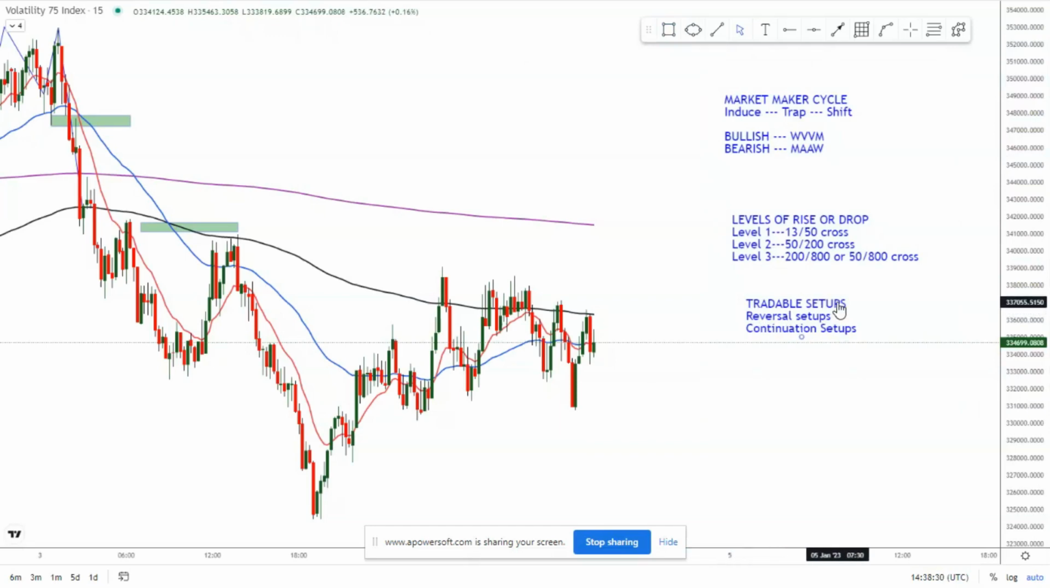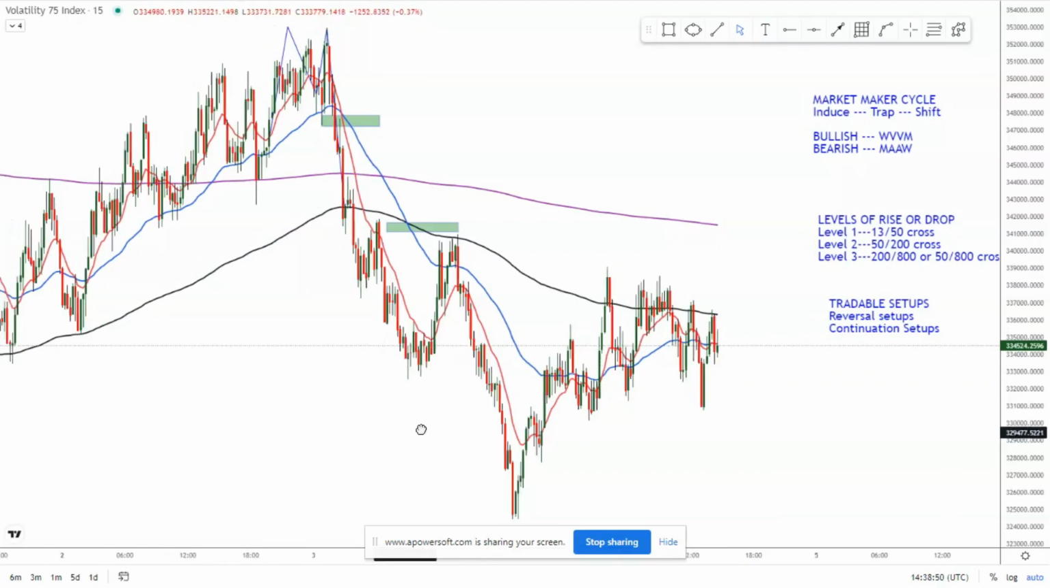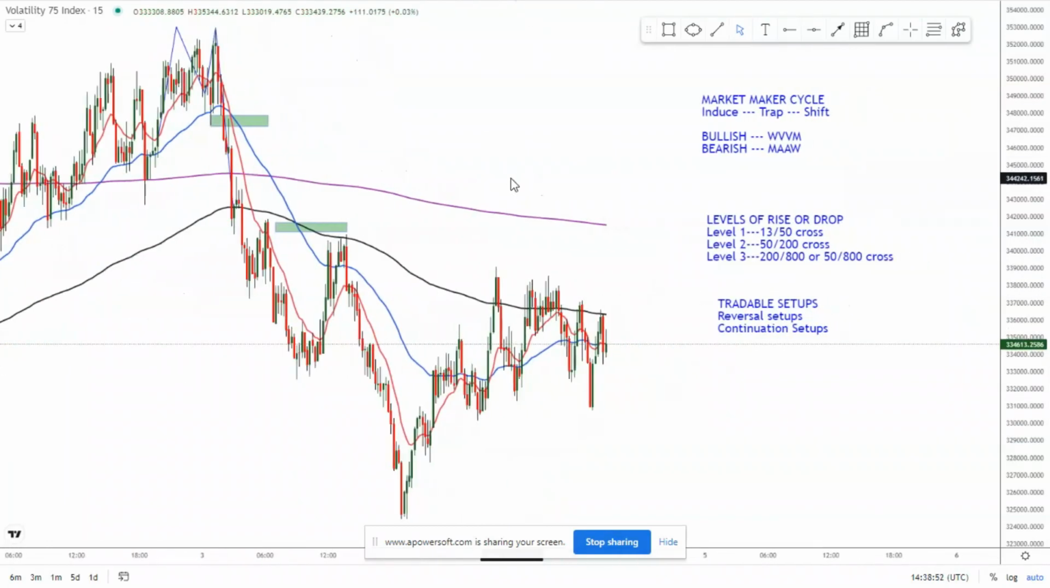Now we have what we call the tradable setups. For tradable setups, we have either a reversal setup or a continuation setup. Personally, I like continuation setups. You get? And I'll be talking more about that when we go to the Crash example.